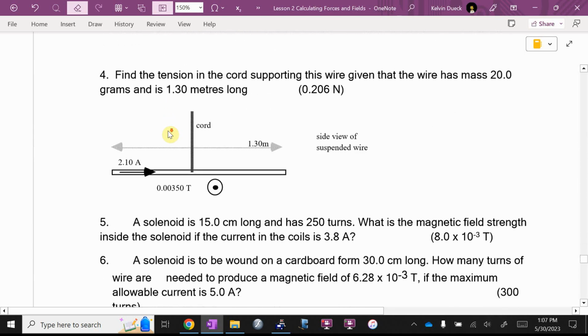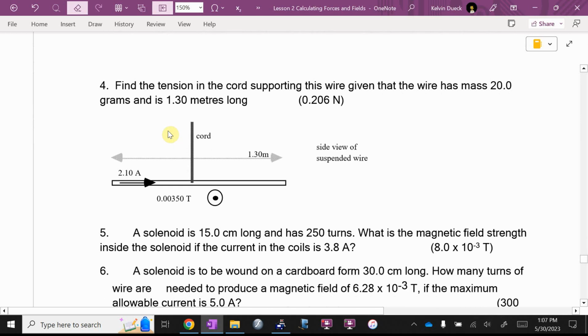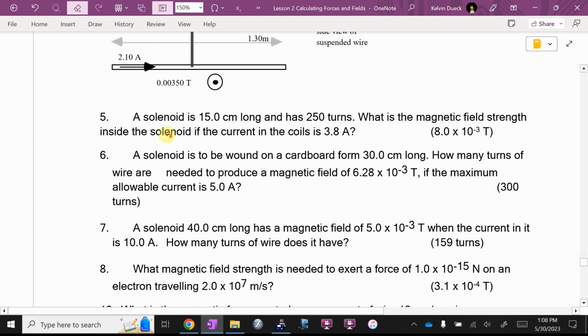Let me see. I think I'm going to skip 3. 4, I'll put a star next to it. I haven't done one this tricky yet. Your hint is do a free body diagram on the wire. Gravity down, tension up, and magnetic force is either going to be up or down. And it's all not accelerating, so it's balanced. So a is 0. Get the tension by itself.